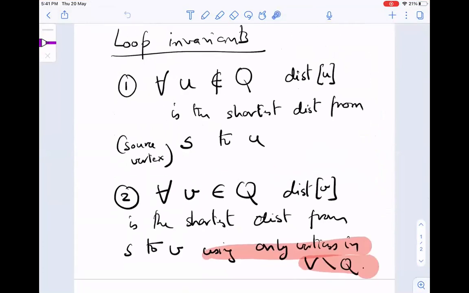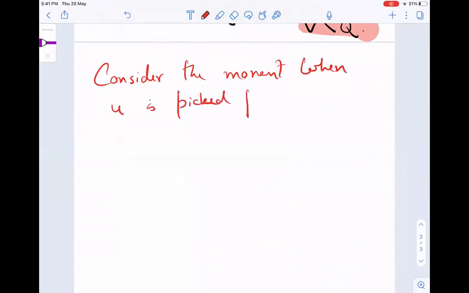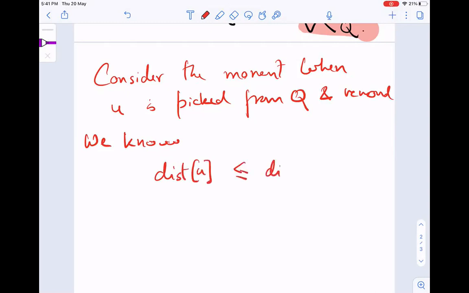Okay, I'm just trying to prove this one. Consider the moment when U is picked from Q and removed. What is it that I know from that time? We know that the distance of U is less than or equal to the distance of V for all V in Q at that time. So whether it is adjacent or not does not matter. I am taking U, which is the minimum in Q. Basic thing, okay? Good.